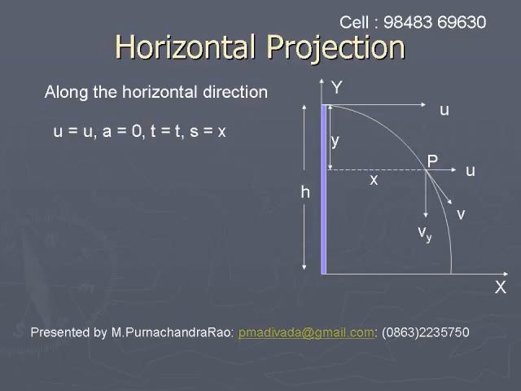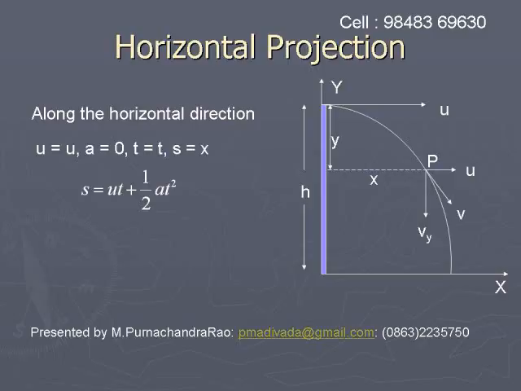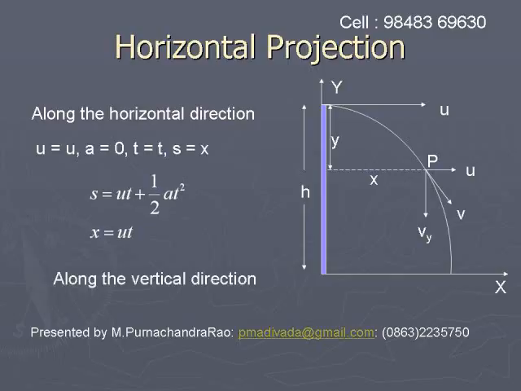The horizontal distance is travelled because of the horizontal velocity u. We have noticed that the horizontal acceleration a is equal to 0. So let us find the horizontal distance travelled after a time t. We have u is equal to u, a is equal to 0, t is equal to t, s is equal to x. In the figure, it is shown as a dotted line. Then take the relation s = ut + ½at². Since a is equal to 0, we get x = ut. So this is the horizontal distance travelled in time t by the projectile, which is projected horizontally from the top of a tower.